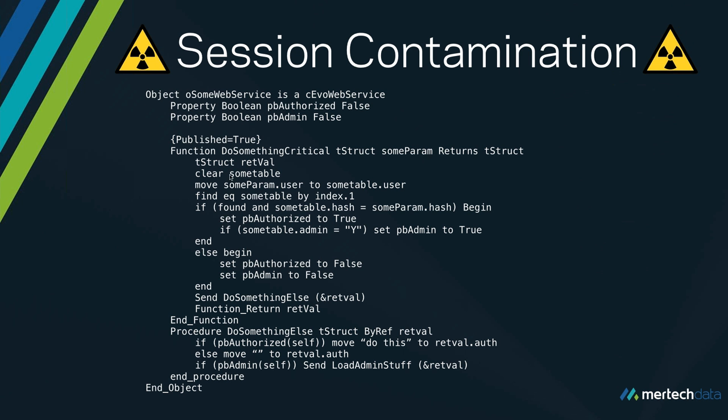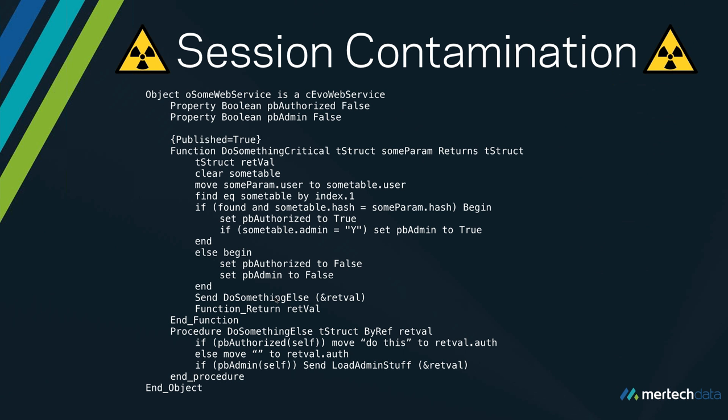So as you can see here, we do our check on this table here. We check that a record is found and that our hash is matched. If that's the case, then we set authorized to true. If they're an admin, we set that to true. If we don't find it, we clear out those properties, and then we call our do something else. So maybe in this case, you're allowed to call this function even without being authorized, and it just operates in a different manner.